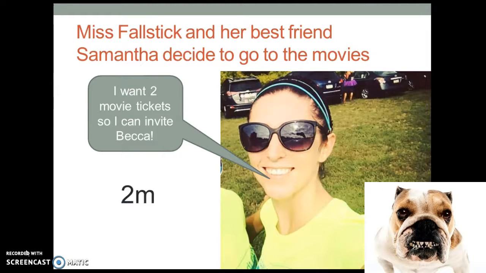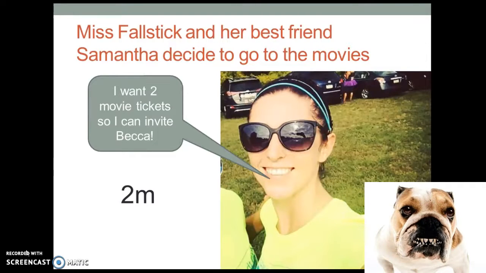So what I did is I used 2M to represent 2 movie tickets. I could use T for tickets, but when I use T, it sometimes comes across as an addition sign. And we don't want to get confused between the T and the addition sign. So I'm going to use M. M represents the cost of the movie ticket. So 2 times the cost of the movie ticket would represent the situation.